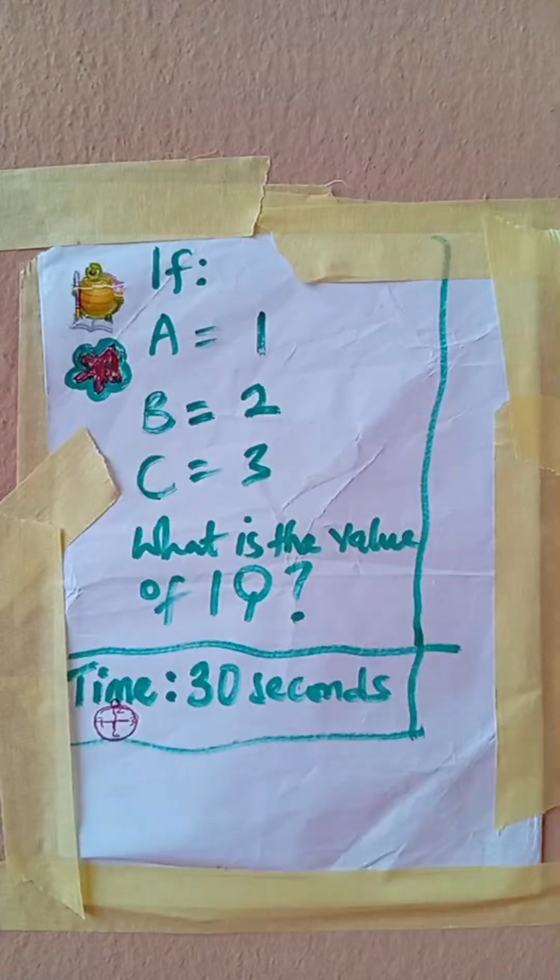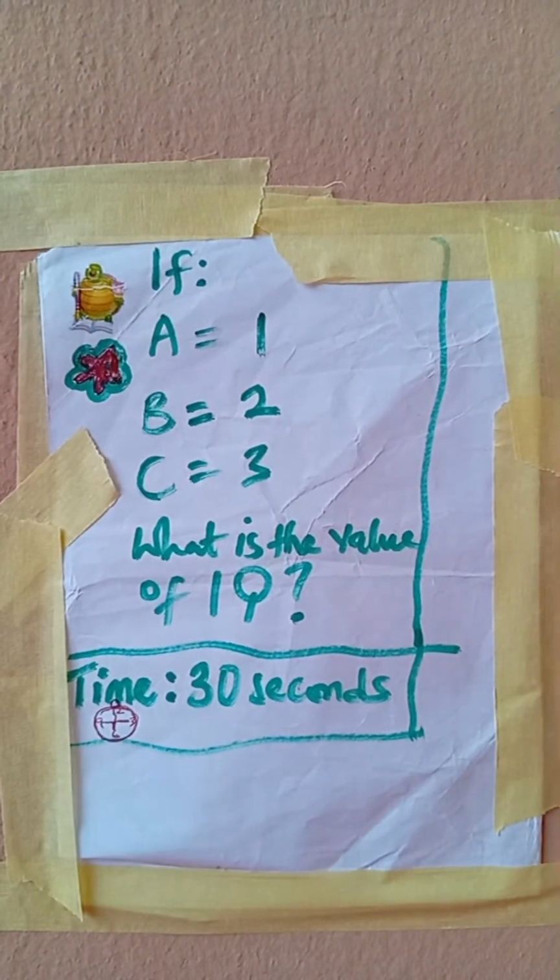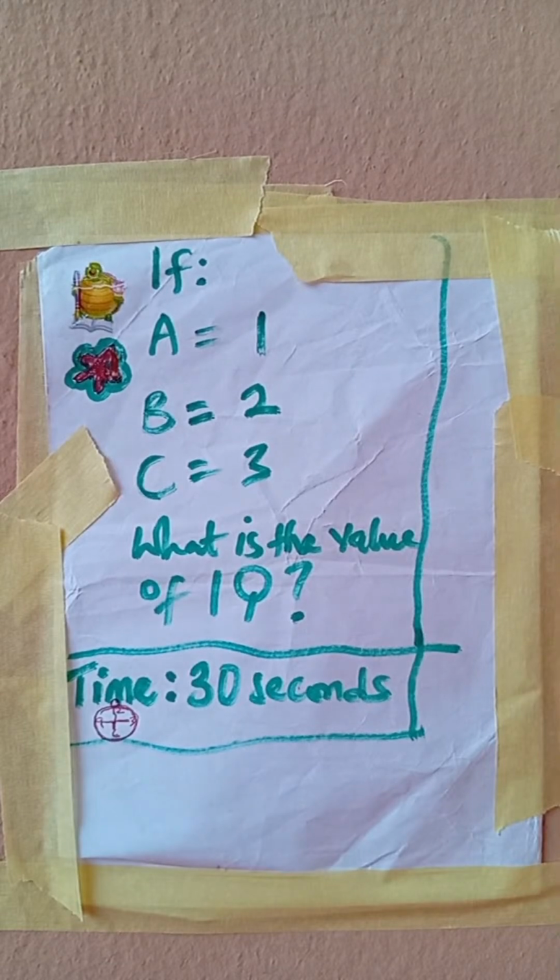I'll be back in 10 minutes to tell you the answer to this question. If A equals 1, B equals 2, C equals 3, what is the value of IQ? This is quite simple. You can figure it out yourself.